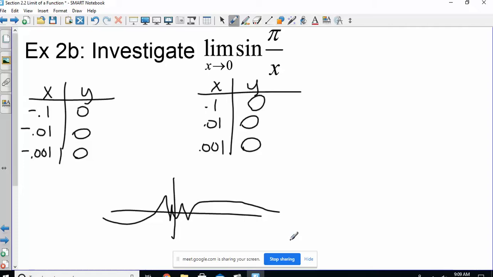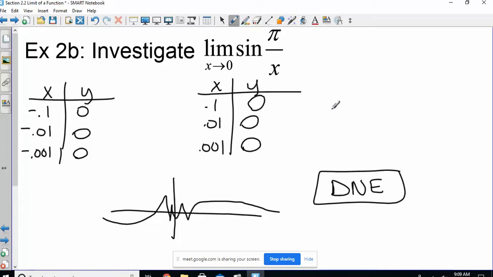So this one really just illustrates how sometimes this method can be misleading. Okay, if we had plugged in some different points, we might have gotten some different answers. So this one does not exist. Now, no way that you would know that just by looking at the tables that we got, but I just wanted to show you how it can be misleading sometimes.